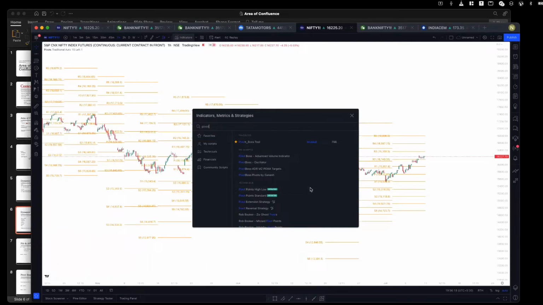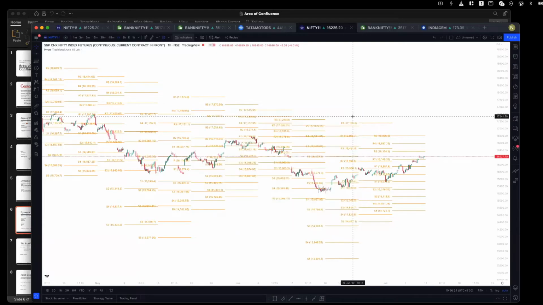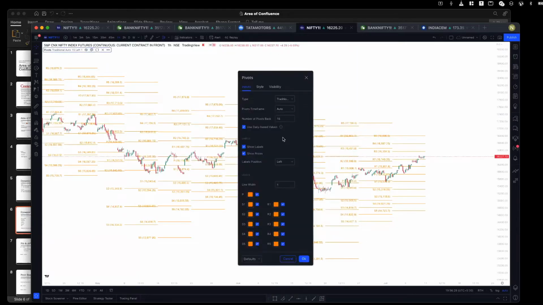Okay, so this is a default indicator provided by TradingView. Pivot point standard is the name. So I've selected that. I have not done anything until now. So first we'll cover what settings are available in this, and then we'll proceed to the chart.